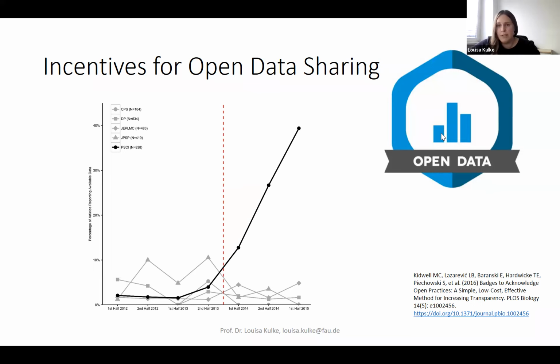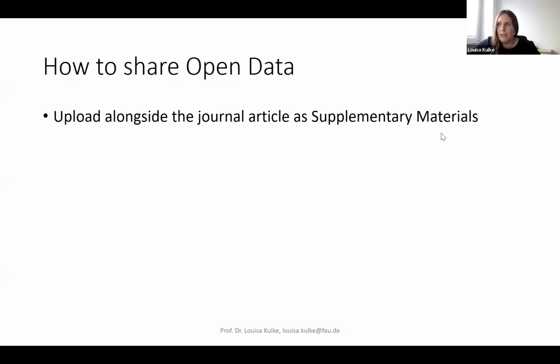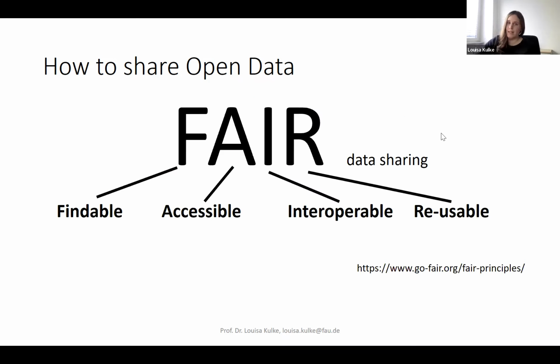Now that's really nice, and people started sharing their data, but it's not so useful if you just put some random data on your paper and you don't even explain it. So there are some rules on how to share data, and you can do it, for example, alongside the article as supplementary material, or you can use a free online repository, for example, the Open Science Framework, or you can use your institutional servers. And that means that this data can also be downloaded by others. And there are some rules saying that you should share your data with the FAIR principles. What does that stand for? It stands for findable, accessible, interoperable, and reusable.